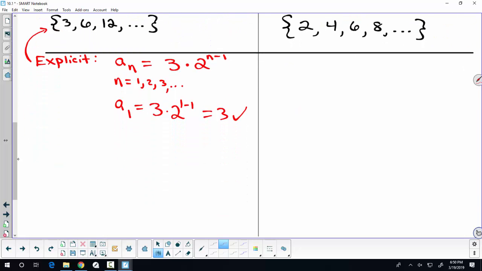Sorry, I gotta scoot this down. It's crummy down here, so we'll go back up if we need to. A sub 2 is 3 times 2 to the 2 minus 1, which is 6. And we can check the others if we wanted to. But we can represent this explicitly.